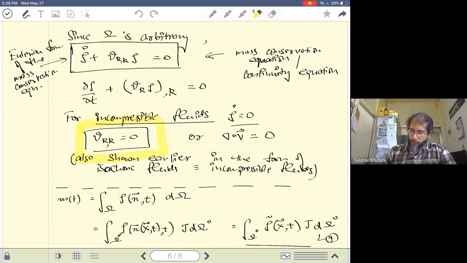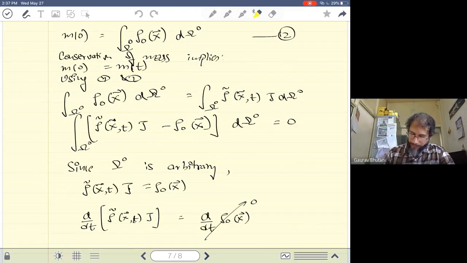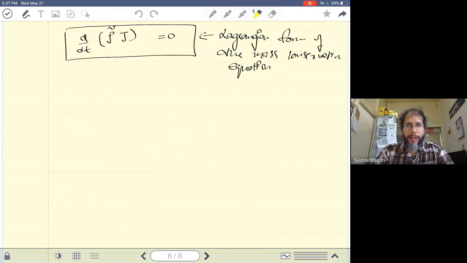Then post that, we derived the material form of the continuity equation. That gave us this final equation, which simply tells us that d by dt of rho tilde times J is equal to 0. Here rho tilde is the density in the current configuration written in terms of capital X and t. Remember, the Lagrangian form, or the material form, is always described in terms of the material or Lagrangian coordinates, which is basically the coordinate of a particle at t equals 0, the reference configuration. So this is where we stopped.